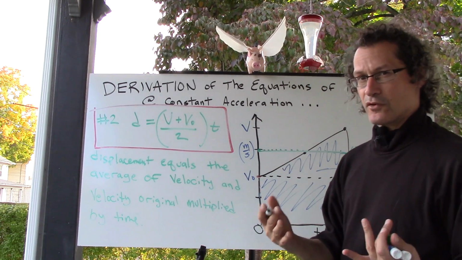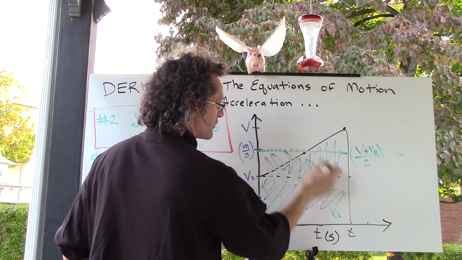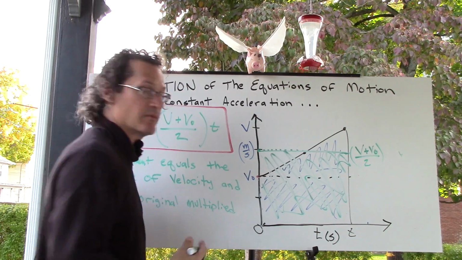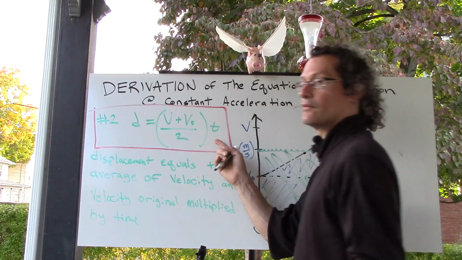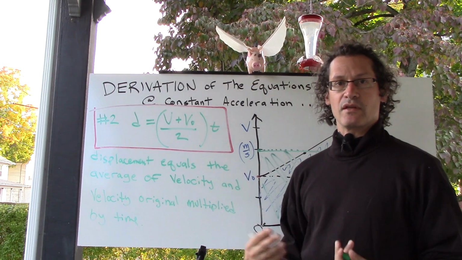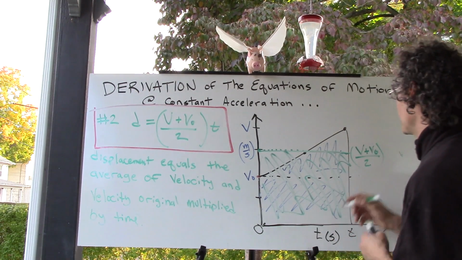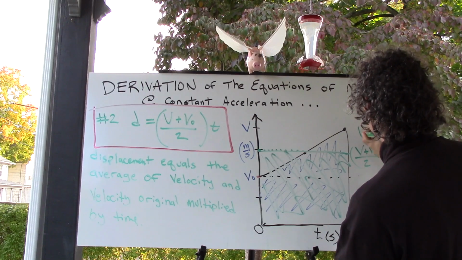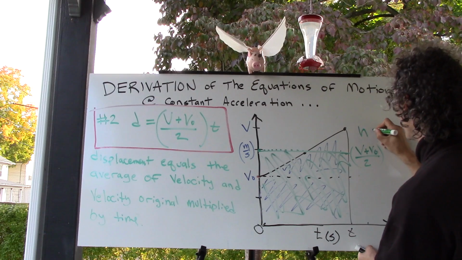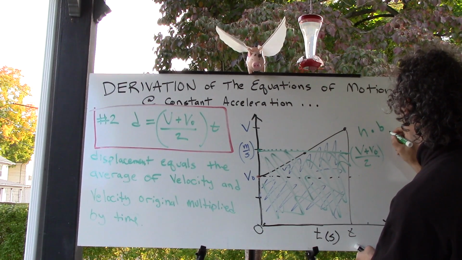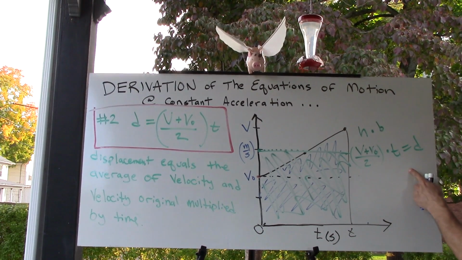And what I'm going to create in green here is this large rectangle. Okay, the area of this rectangle, which is very easy to find, it's just base times height, is going to give us the results of this equation over here. It's going to give us the displacement. So what we have here then is base times height. Well, v plus v naught over 2 is the height over here. So height times base, which is time, gives us displacement, like so.